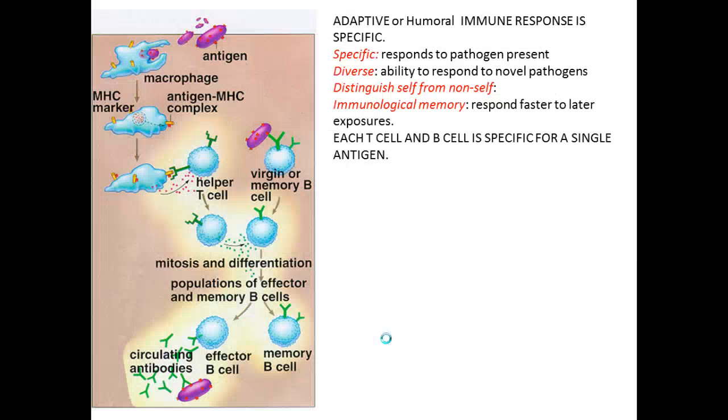So the humoral response, or we also call it the adaptive immune response, is specific, and it responds to that particular pathogen. It's diverse. We have thousands and thousands of B cells and T cells that will have this lock and key model that recognizes that protein or polysaccharide. First of all, it can distinguish between self and non-self. And it will have an immunological memory. It will respond faster when it's exposed to it later on. So for each T cell and B cell, there is a particular single antigen.